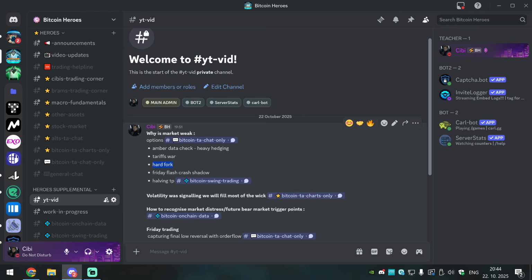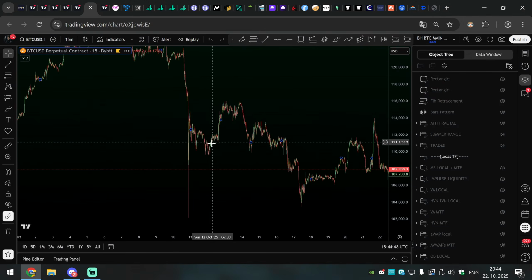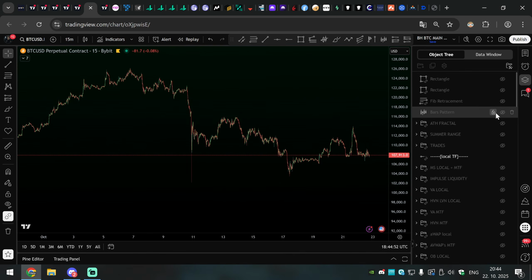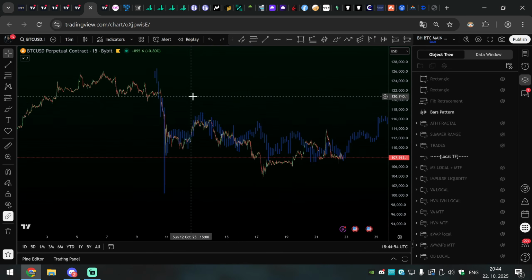And we still have the flash crash shadow. It means in the past, when we had a similar crash as here, that's why I was showing our group the fractal.